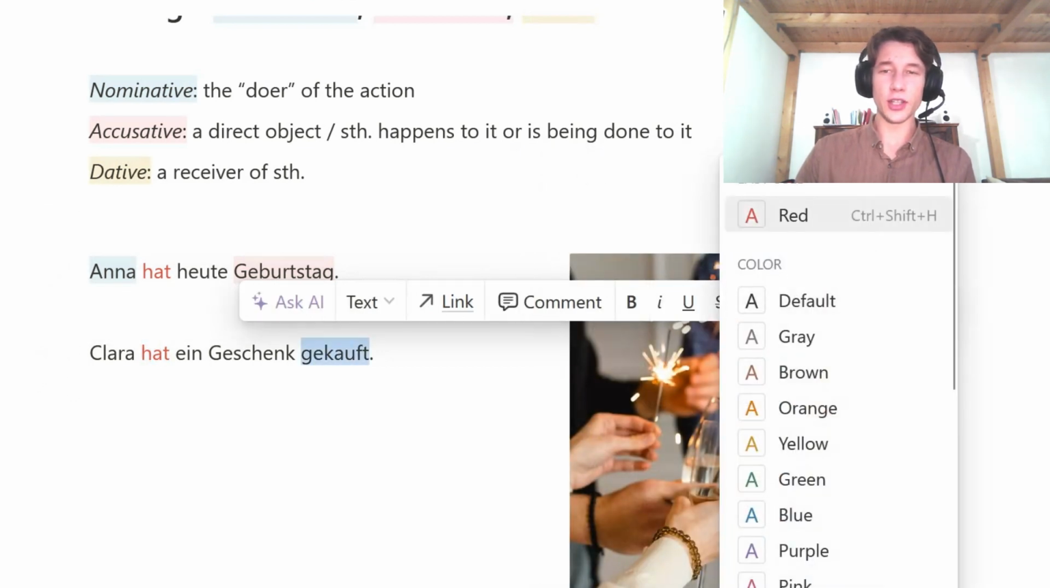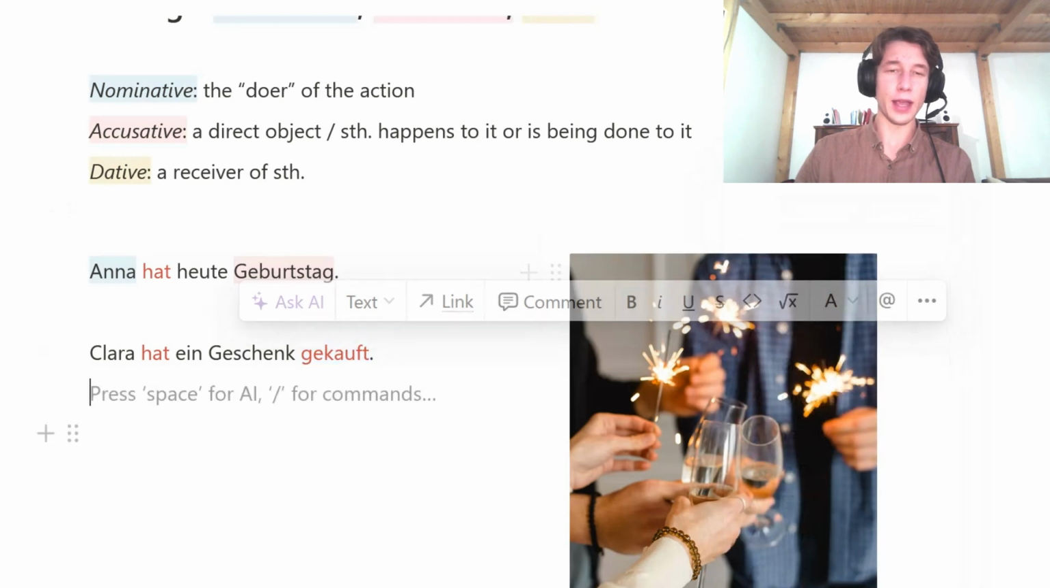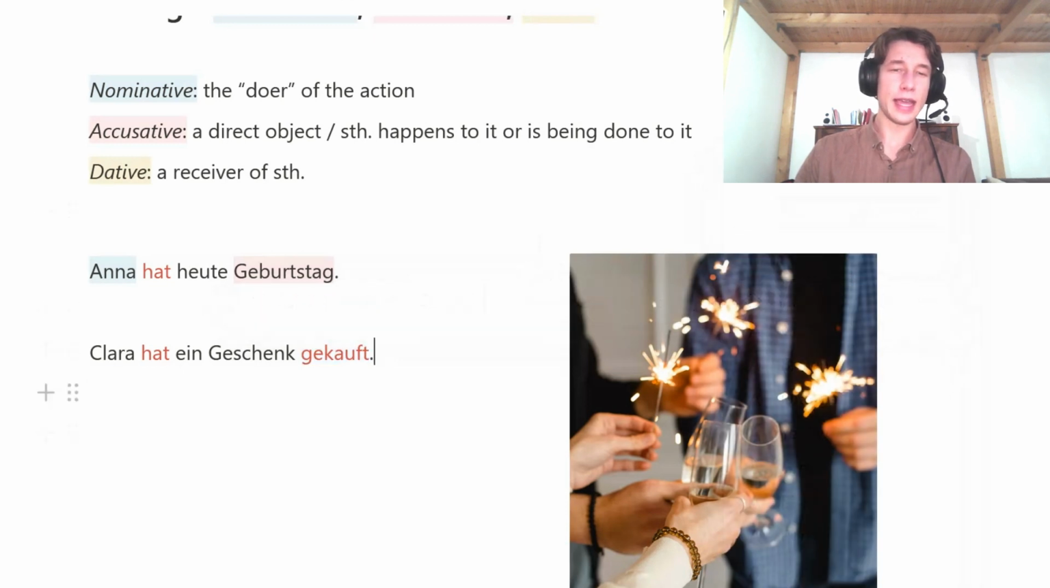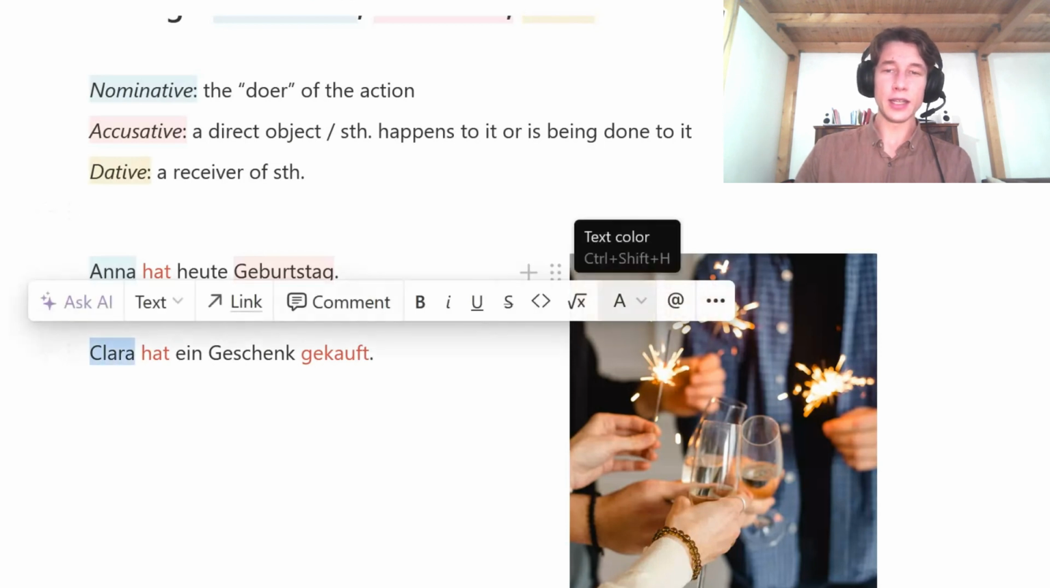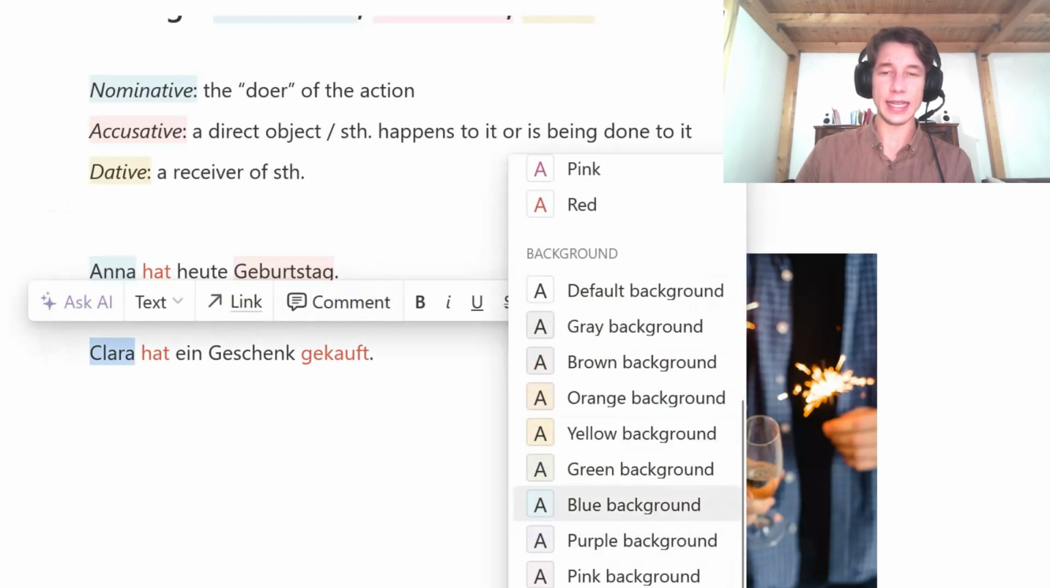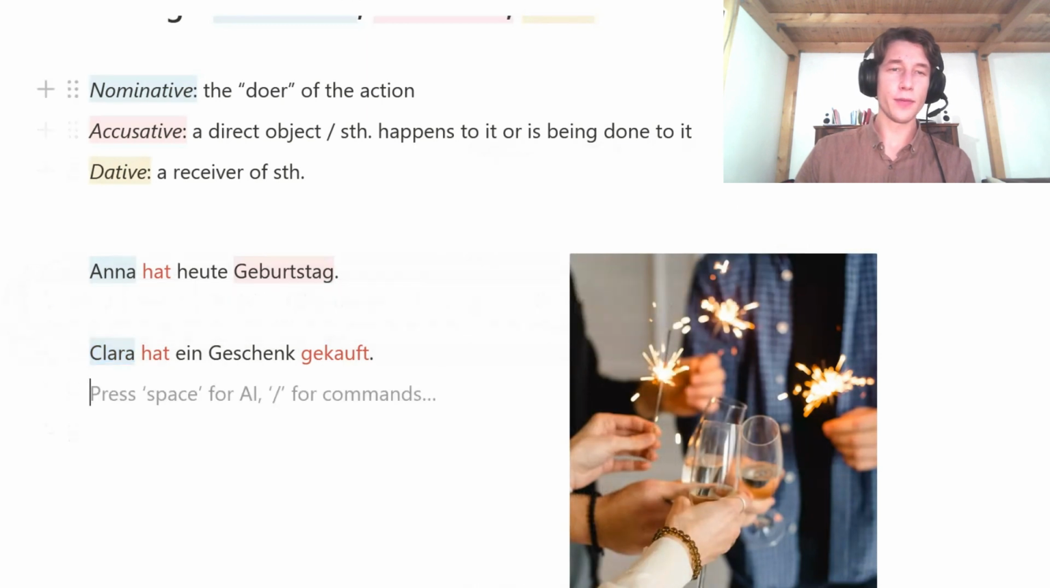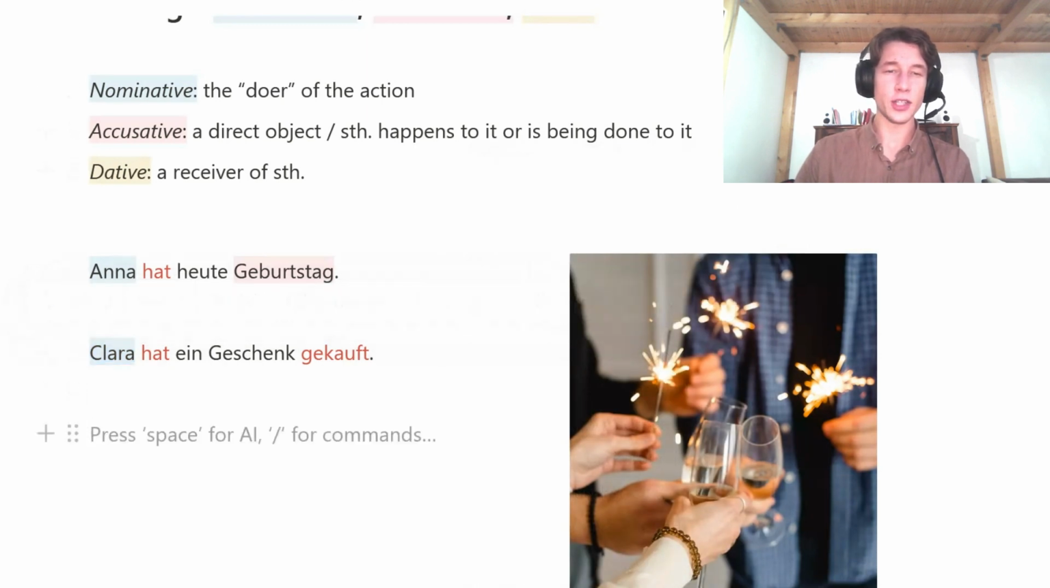As usual in German, if we have two verbs, one of them goes to the end. Anyway, Clara is the one who has bought the present. So again, she's the doer. She gets highlighted in blue for nominative, the doer of the action.